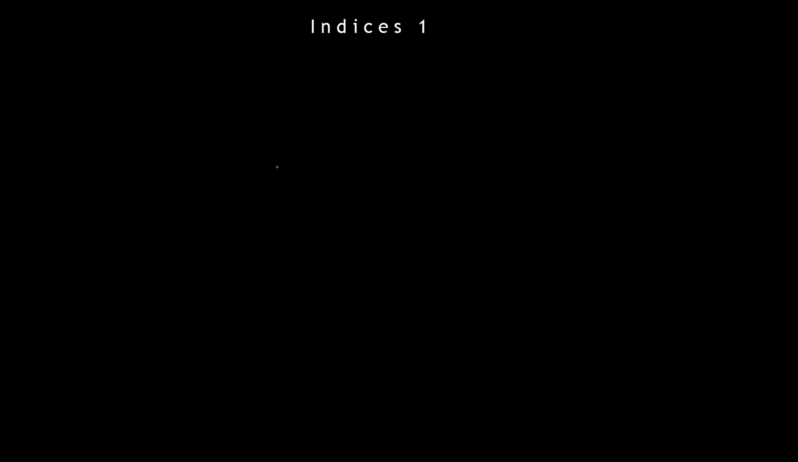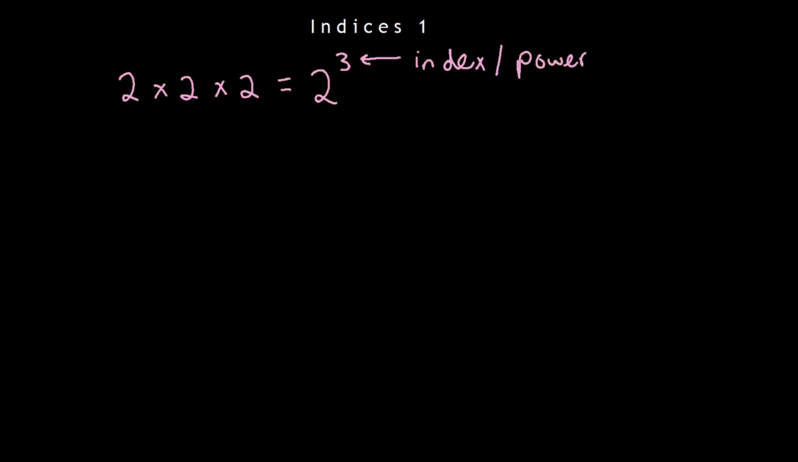So let's start with the definitions first. What are indices? To give you an example, say we have 2 times 2 times 2. Then we can rewrite that as 2 to the power of 3. Okay, it's just shorthand. And this number here, that 3 there, is called an index. That's one word, there's no space. Or you can call it a power. So it's 2 to the power of 3, 2 cubed.